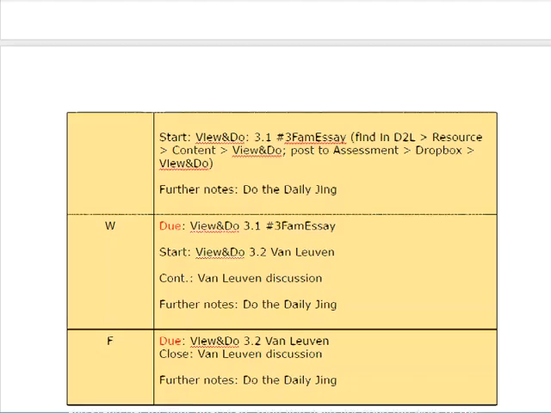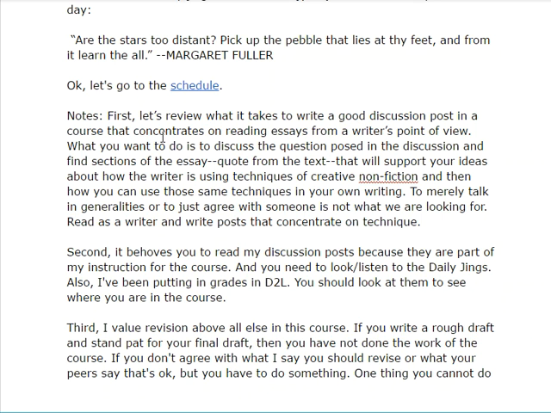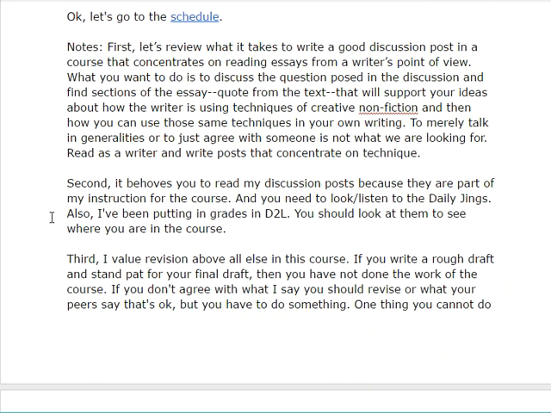Okay, let's look at the notes for a minute. First, let's review what it takes to write a good discussion post in a course that concentrates on reading essays from a writer's point of view. What you want to do is to discuss the question posed in the discussion board and find sections of the essay, quote from the text, that will support your ideas about how the writer is using techniques of creative nonfiction, and then how you can use those same techniques in your own writing. To merely talk in generalities or to just agree with someone is not what we are looking for. Read as a writer and write posts that concentrate on technique.